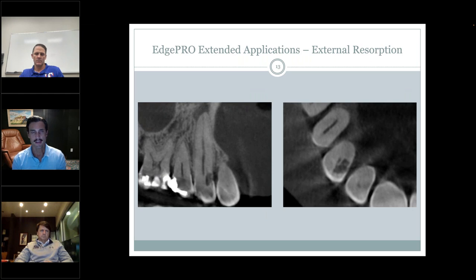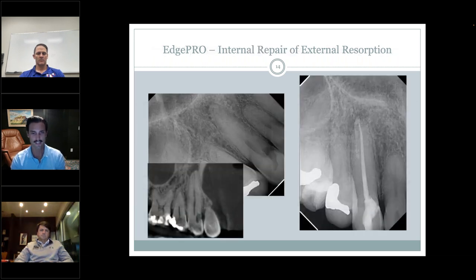We'll probably get into this a little bit more in the next discussion, but just as an introduction, this is a case where I had an external resorption on an upper canine. You can see some screenshots of the CBCT. This is a case that I treated strictly with the laser as far as cleaning and disinfecting of the external resorption defect. So it was all done internally.